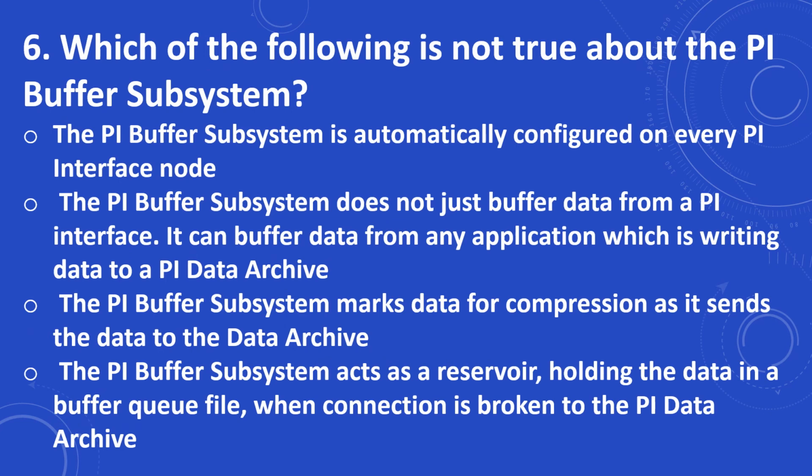Which of the following is not true about the PI buffer subsystem? So the question is, which of the options is not true about the PI buffer subsystem? The PI buffer subsystem is automatically configured on every PI interface node. No, that is not true. It is not automatically configured. The PI buffer subsystem does not just buffer data from a PI interface. It can buffer data from any application which is writing data to a PI Data Archive. That would be true. The PI buffer subsystem marks data for compression as it sends data to the Data Archive. That is true. The PI buffer subsystem acts as a reservoir holding the data in a buffer queue file when a connection is broken to the PI Data Archive. That is true. The not true option is that the PI buffer subsystem is automatically configured on every PI interface node.